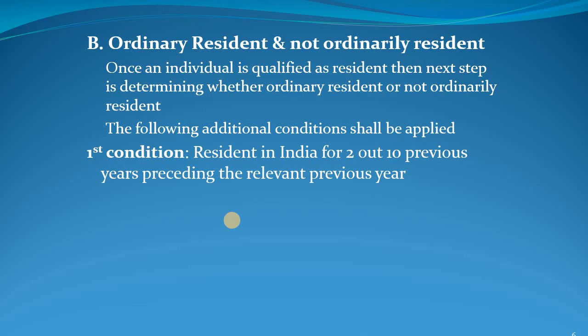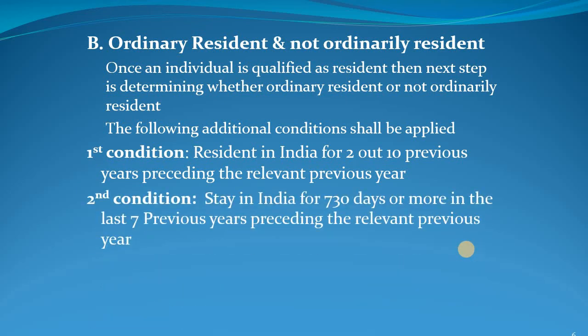So in order to become resident, you have to fulfill any one of the 2 basic conditions that I have already discussed, 182 days or 60 days plus 365 days in the 4 preceding previous years. So he has to fulfill any one of the 2 basic conditions. Then he is considered as a resident. So he has to be resident for at least 2 years out of the 10 preceding previous years. Then he can be ordinarily resident.